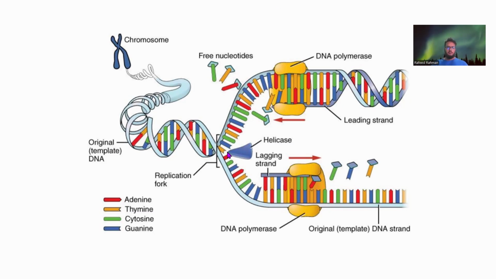So let me just briefly talk about this. You can see that here we have the original double-stranded DNA, and it's broken up into two single strands, right? Two single strands. There is this yellow thing which is called the DNA polymerase enzyme. So this enzyme synthesizes the DNA.